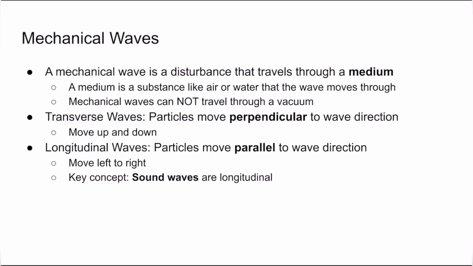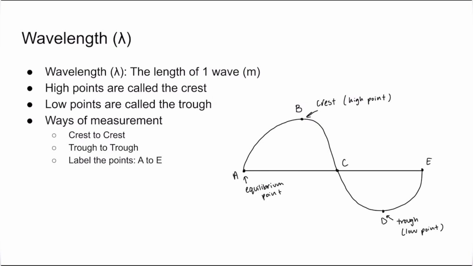There are two main types of mechanical waves which we're going to talk about. Transverse waves have particles that move perpendicular to wave direction, so they move up and down. Longitudinal waves move parallel, so they move left to right. A key concept you need to remember is that sound waves are longitudinal. Now let's get into the different parts of a wave.